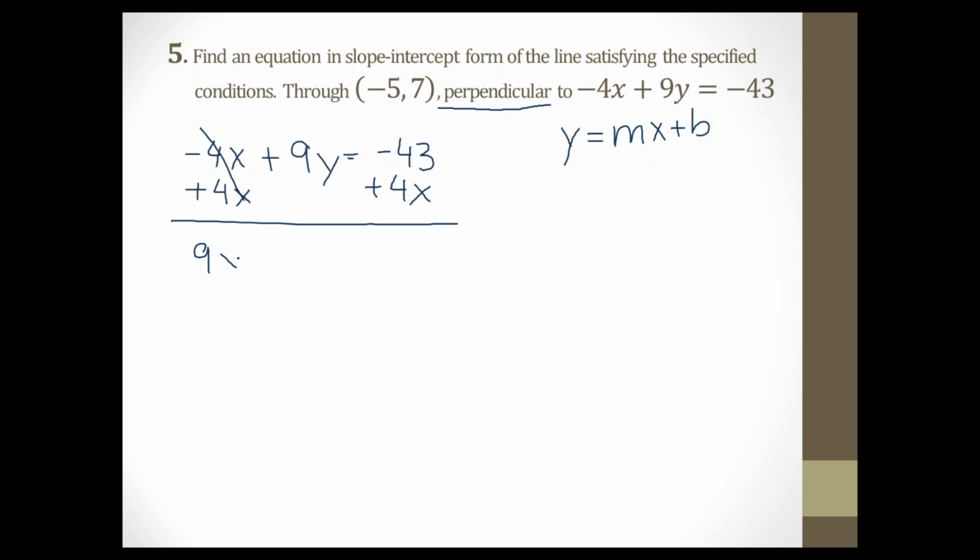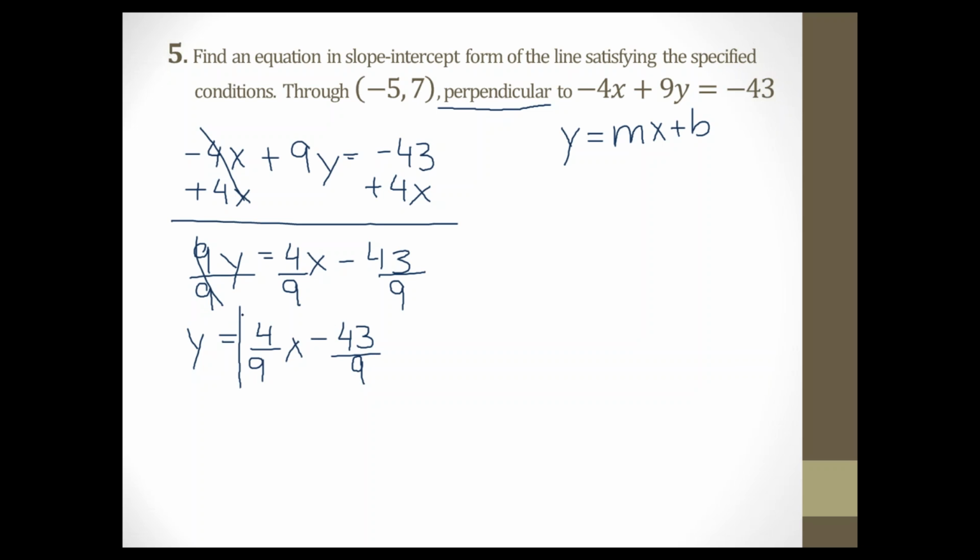This leaves us with 9y is equal to, and I'm going to write the x term first, so it's in this form, 4x minus 43, and then dividing by 9 each term, and I got y equals 4 over 9x minus 43 over 9. I cannot simplify this fraction, so that's fine. I don't really care about simplifying it or not, because this term is nothing that we really need. We're basically just looking at the slope, which is this number.